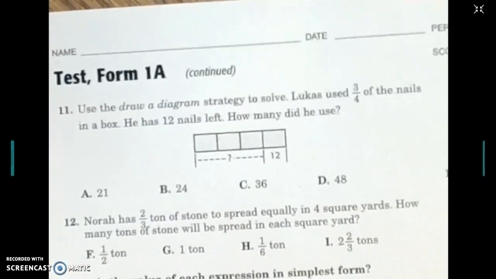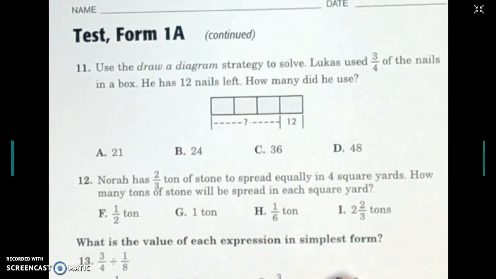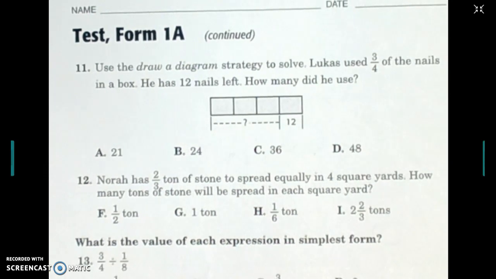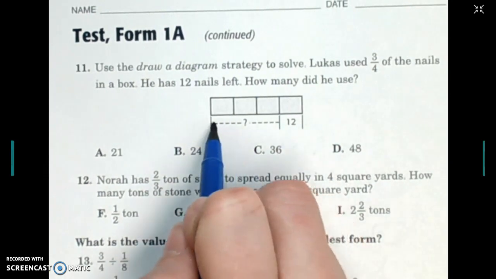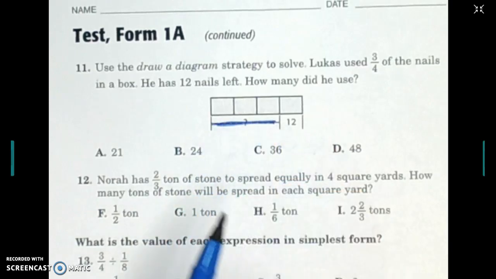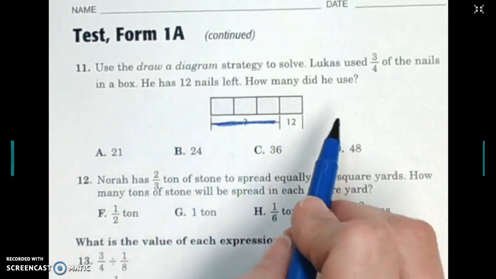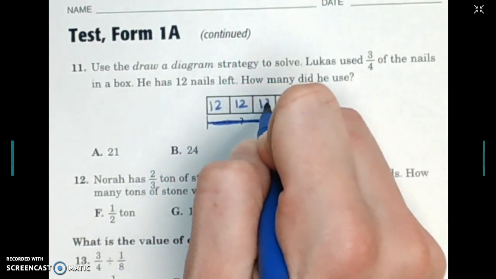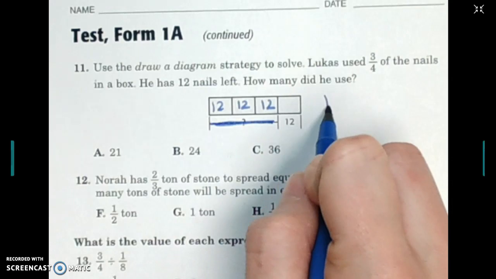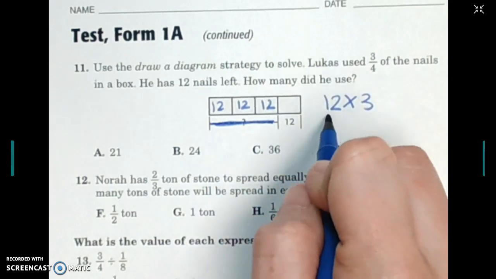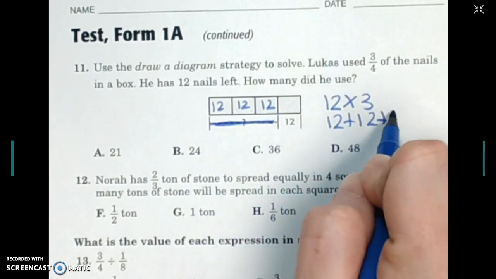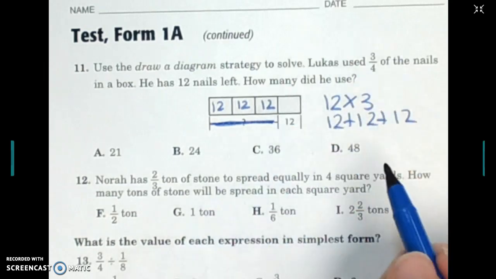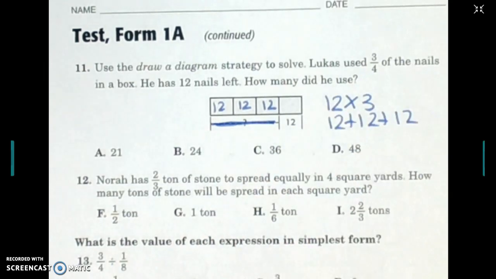Go to the back. Use the draw diagram strategy to solve Lucas. Use 3/4 of the nails. So that's why they have 3 boxes right here. He has 12 nails left. So if he had 12 in this box, he's going to have 12 here, 12 here, and 12 here. So you can either do 12 times 3, or you can do 12 plus 12 plus 12. Either way you do it, you're going to get 36 as your answer.